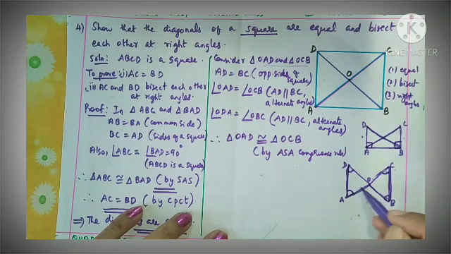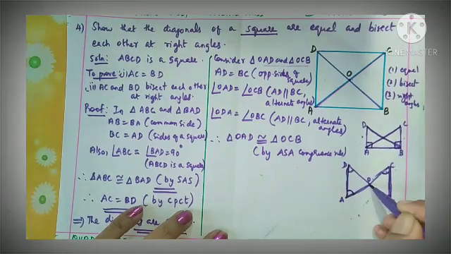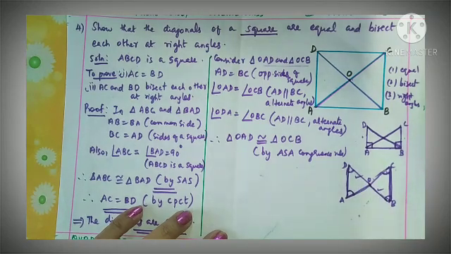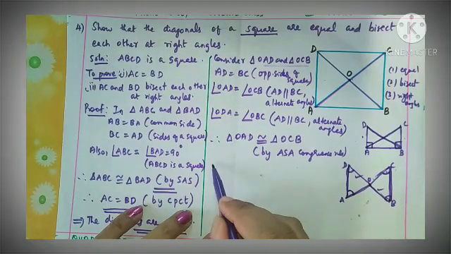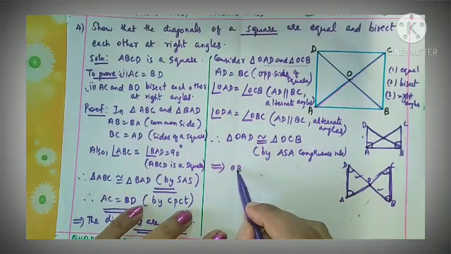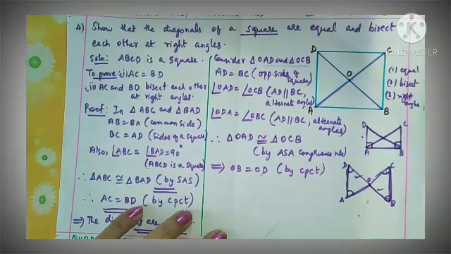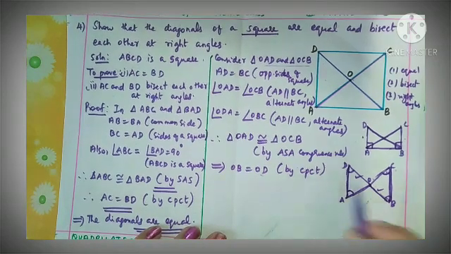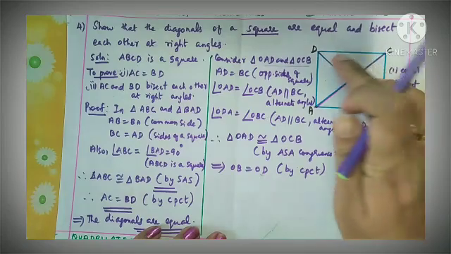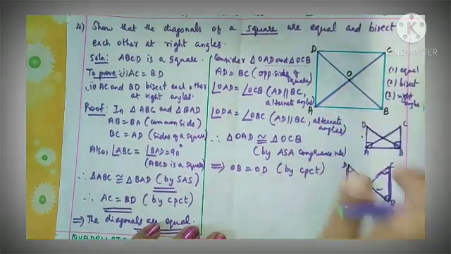Now if these two triangles are congruent, what can you tell about these sides OB and OD? They are corresponding parts of these two congruent triangles. Correct? They are equal. That implies OB is equal to OD by corresponding parts of congruent triangles. Understand? So that is the result you got, OB equal to OD. So one diagonal is bisected, we proved.